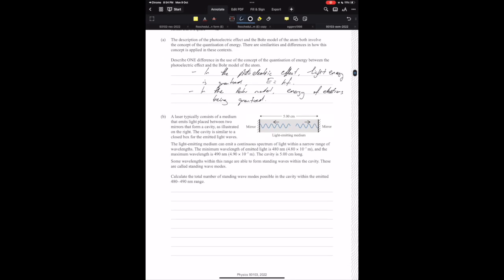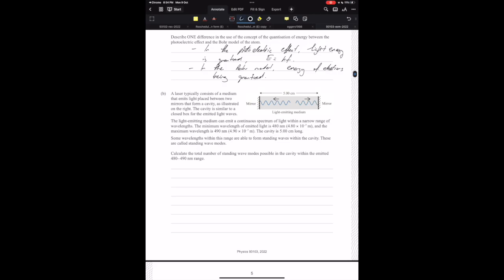Okay, part B. A laser typically consists of a medium that emits light placed between two mirrors that form a cavity, as illustrated on the right. The cavity is similar to a closed box for the emitted light waves. The light-emitting medium can emit a continuous spectrum of light within a narrow range of wavelengths. The minimum wavelength of emitted light is 480 nanometers, and the maximum wavelength is 490 nanometers. The cavity is 5 centimeters long. Some wavelengths within this range are able to form standing waves within the cavity, and these are called standing wave modes. Calculate the number of standing wave modes possible in the cavity within the emitted 480 to 490 nanometer range.